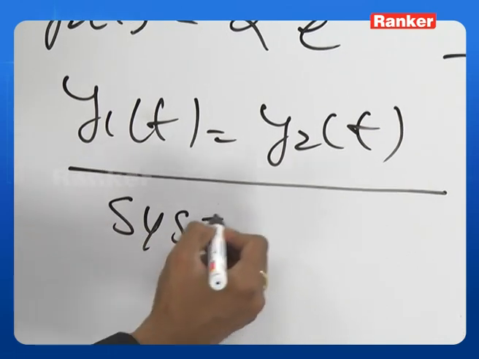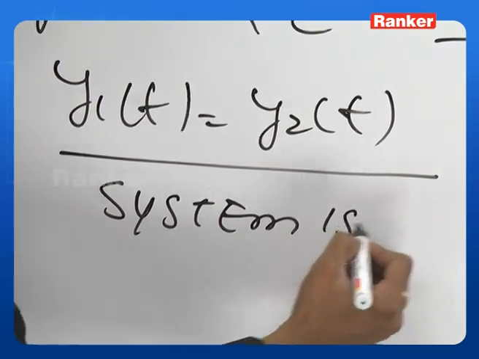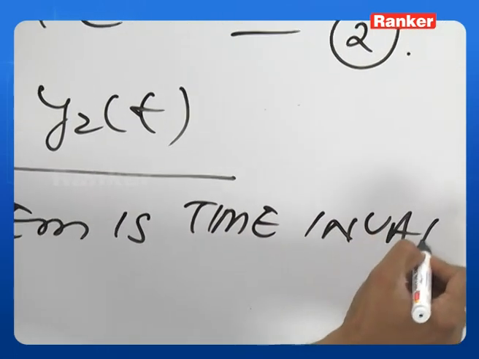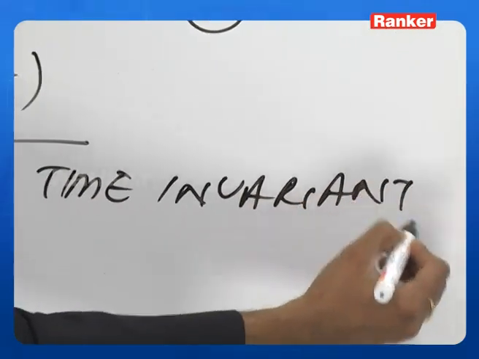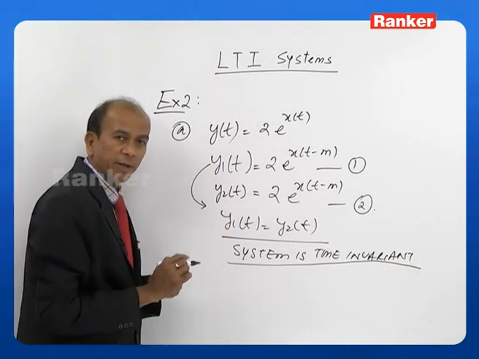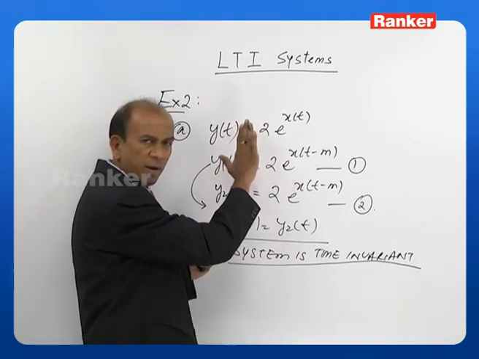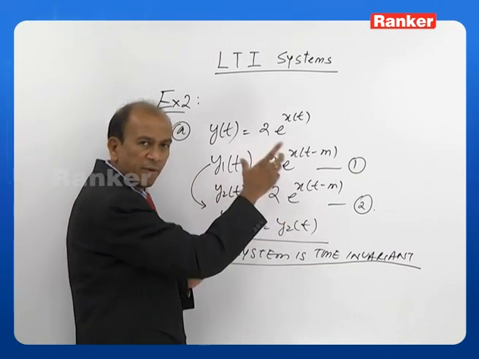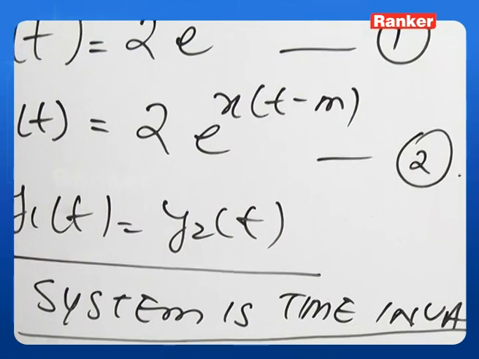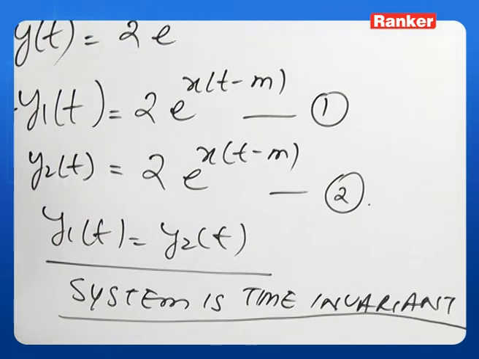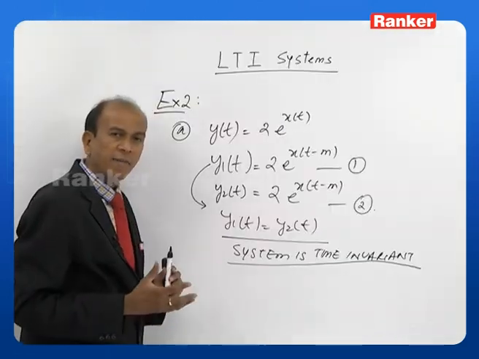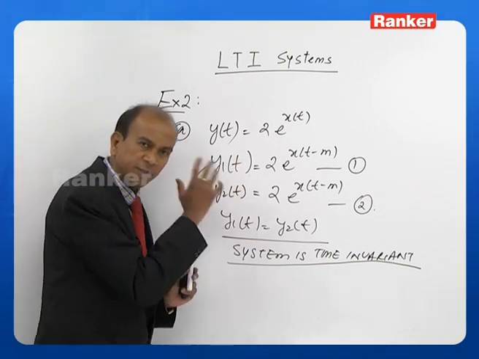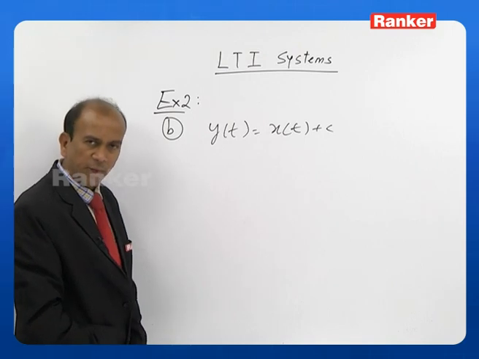The system is time invariant. Okay, so this is important. Again the same steps: step 1 input delay, step 2 output delay response. We have found out both of them are equal. So the system is a time invariant system. This is a system which does not have any effect of time getting delayed. So this is a time invariant system. Let us see the second example.